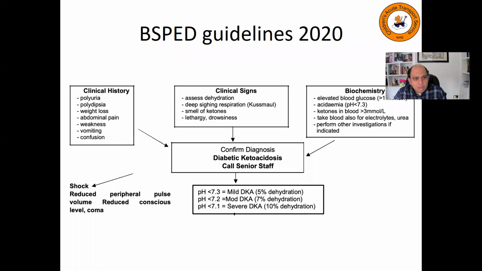Now, one of the changes, as you are probably aware, of the BSPED guidelines and the NICE guidelines compared to previous versions, is the recognition at this stage of the diagnosis as to whether the patient is in shock, and then an action based on that recognition. In the BSPED guideline, shock is defined as reduced peripheral pulse volume, reduced conscious level, coma. There can obviously be some discussion around this, and we'll do that as we go along. But this is a conscious change from the 2015 BSPED guidance. So what do we do differently in the 2020 guidance? Linda, if you don't mind moving to the next one, please.